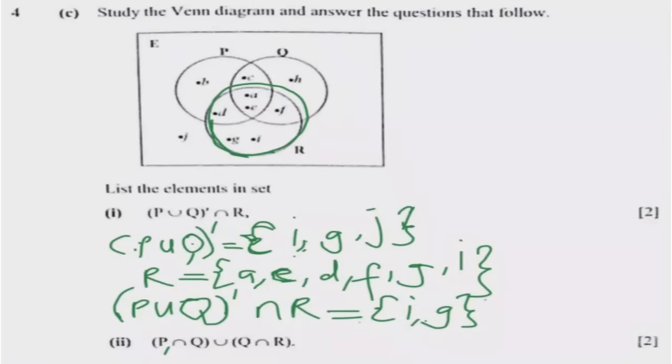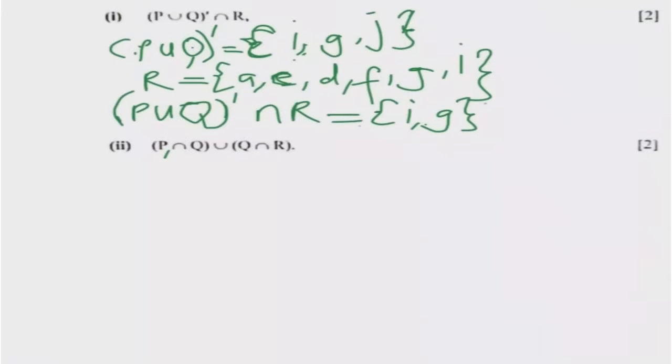We have elements IG. Okay, if I'm too fast, if you're confused, I'm here. You can just ask the questions and I'll be there to respond to your questions. Now let's go to the next question. That is question 2, which is P intersection Q.